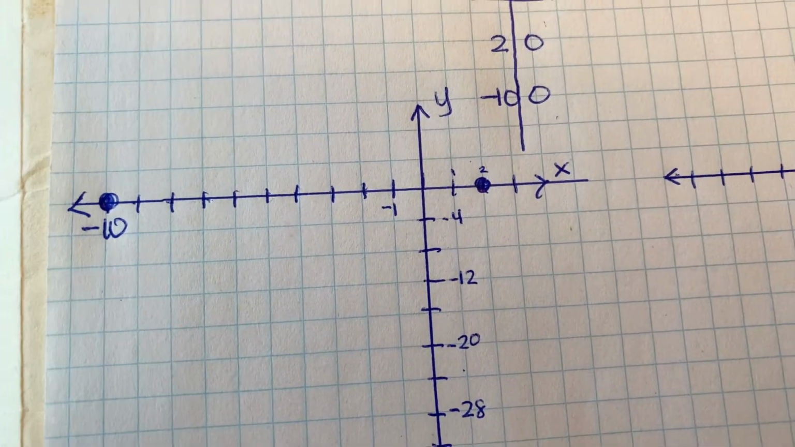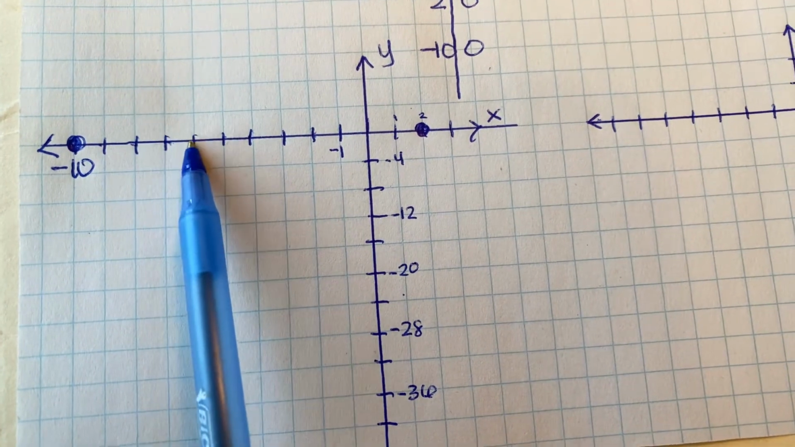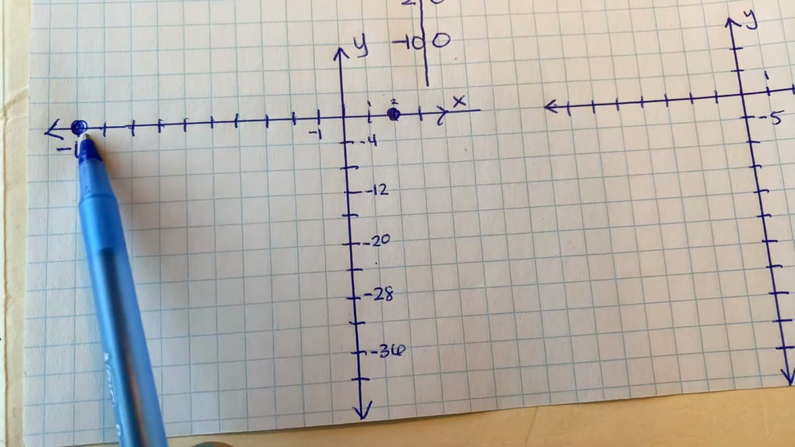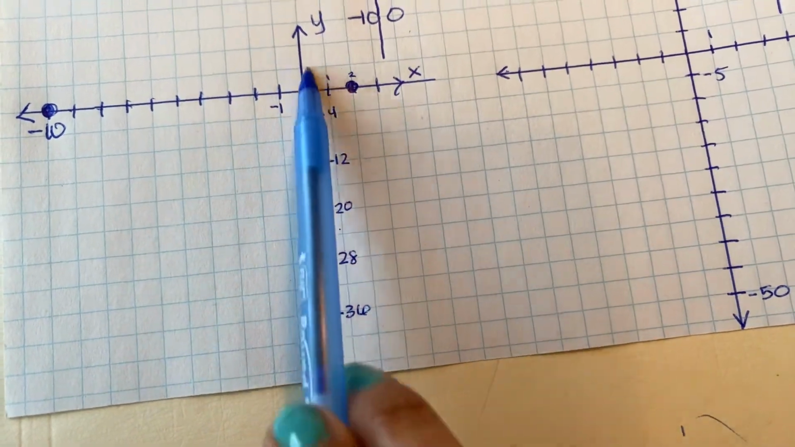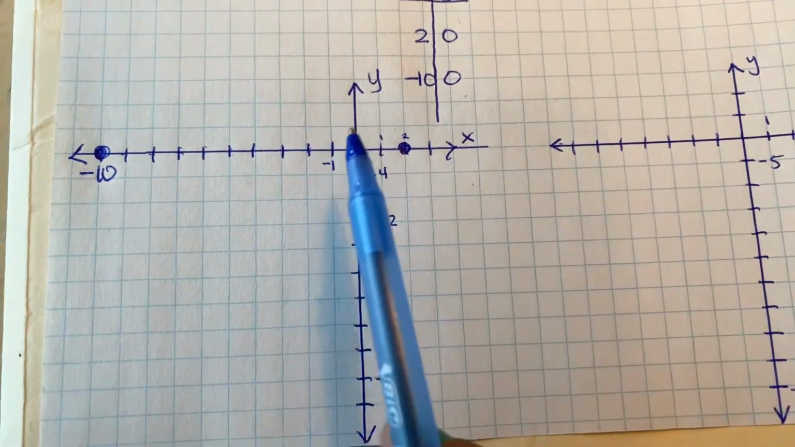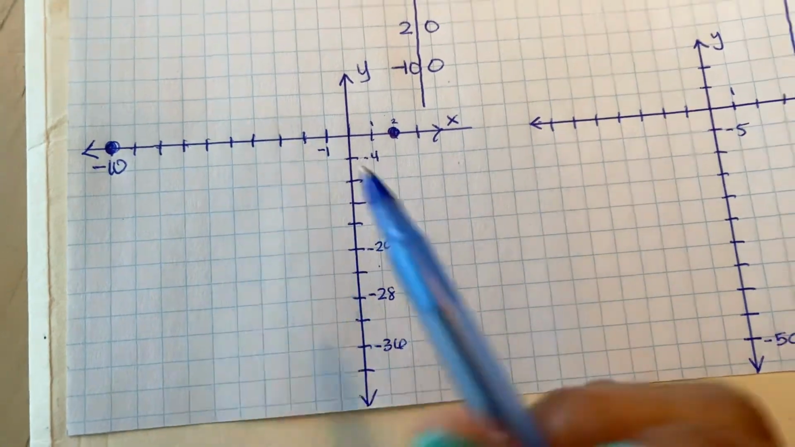Okay, so there's 2 and negative 10. How many units are they apart? 1, 2, 3, 4, 5, 6, 7, 8, 9, 10, 11, 12. They're 12 units apart, or because they're on either side of the origin, 10 plus 2 is 12. What is half of 12? 6. So it should be 6 units in. 1, 2, 3, 4, 5, 6.